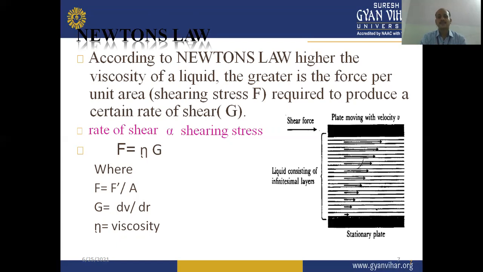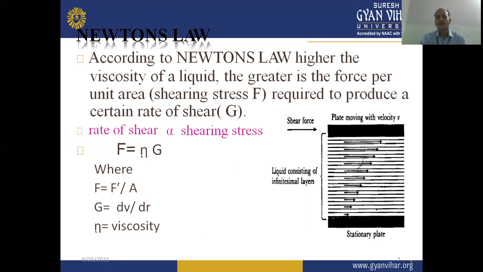So higher the viscosity of a liquid, the greater is the force per unit area required to produce a certain rate of shear. Shearing stress, denoted by capital F, is F by A or F dash by A, force per unit area, and shear rate or rate of shear is dV by dr. So dV is the difference in velocity and dr is the distance.